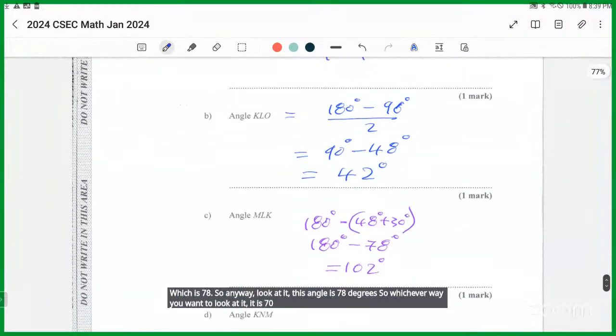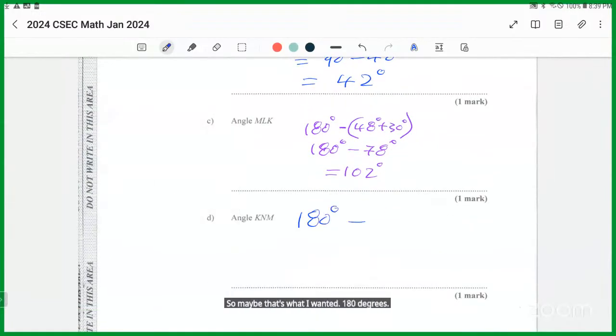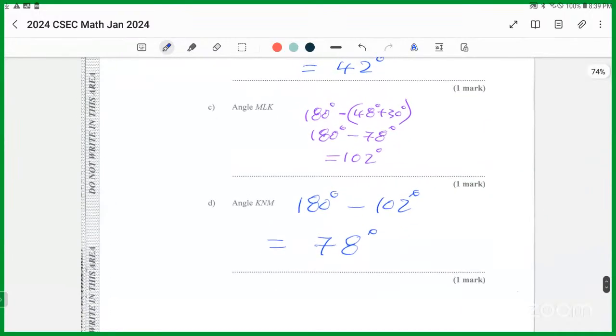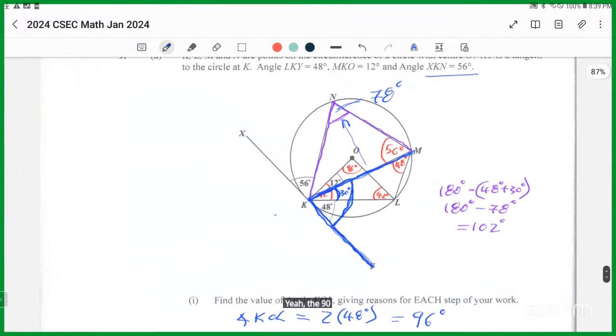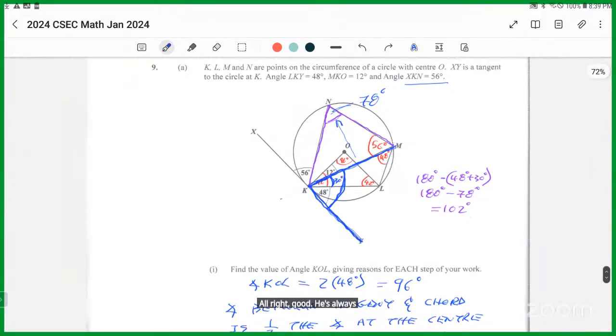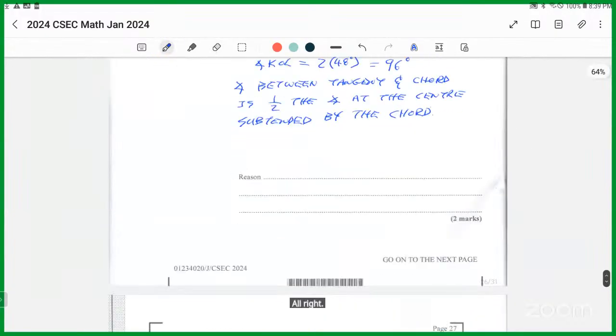Let's just use the 180 minus 102. Maybe that's what they wanted. 180 degrees minus 102, that is 78 degrees. Could I use the right angle too? Yeah, the 90-degree one, connecting to the center. Right. There are always multiple ways to do them. All right, I think that finishes that question.